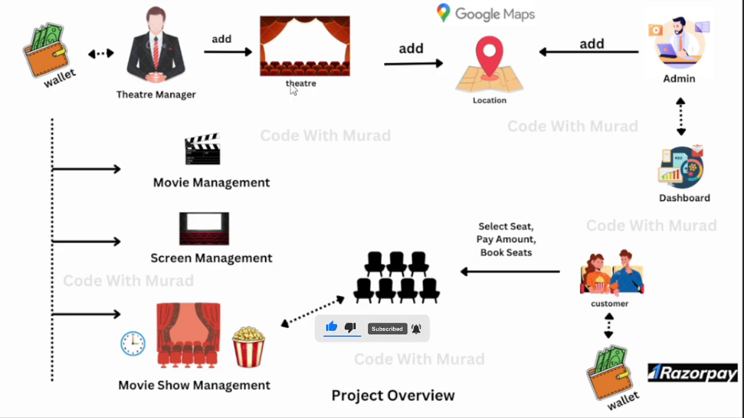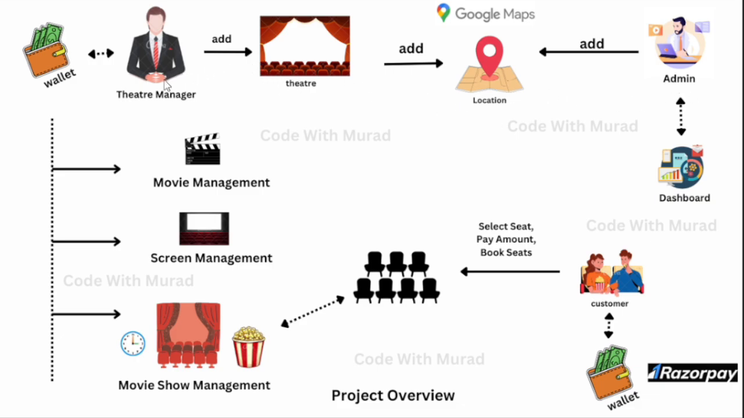And once theater details are added by the theater manager, the request will go to the admin, and the admin will be able to approve or reject the theater. So if he approves the theater, then only the theater can add the movies and the shows into the system. Otherwise, that particular theater manager will not be able to add any movies or shows in this theater. So now let's suppose the admin has approved this theater.